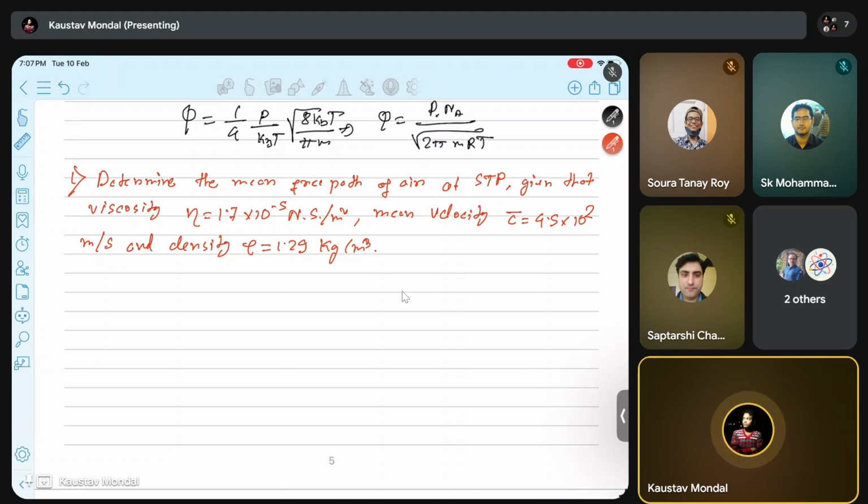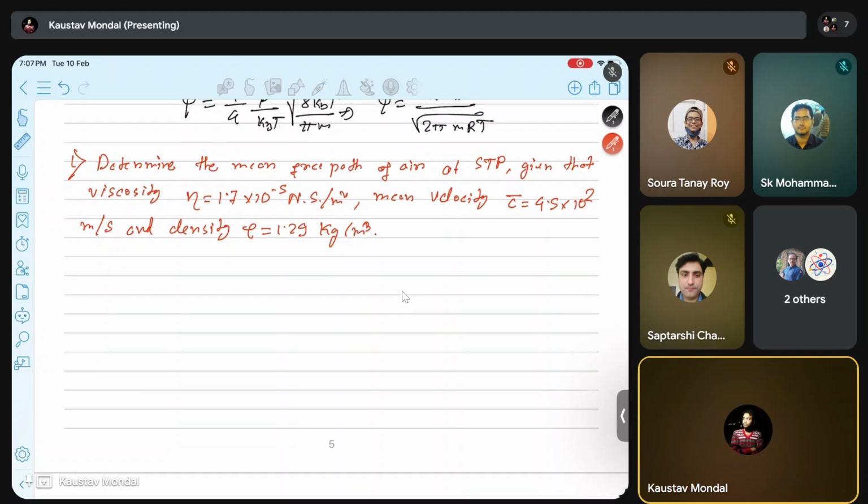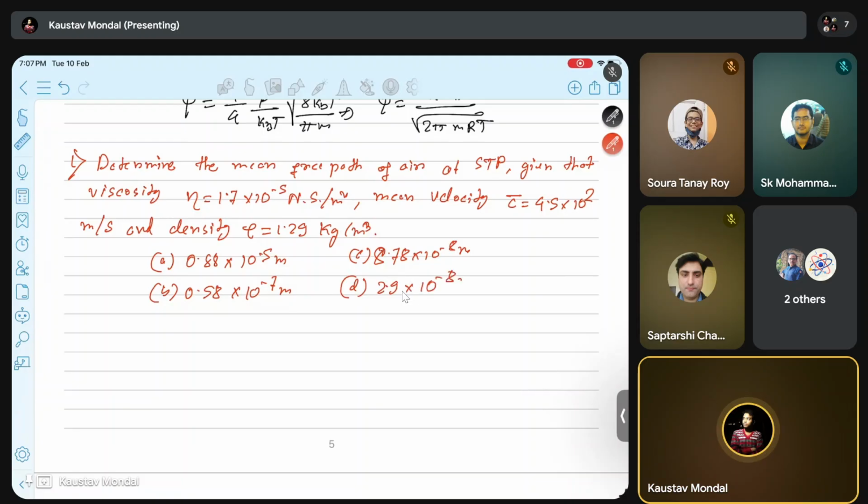In that case we have to calculate the mean free path. The options are: option A, 0.88 into 10 to the power minus 5 meter; option B, 0.58 into 10 to the power minus 7 meters; option C, 8.78 into 10 to the power minus 8 meter; and option D, 2.9 into 10 to the power minus 8 meter.